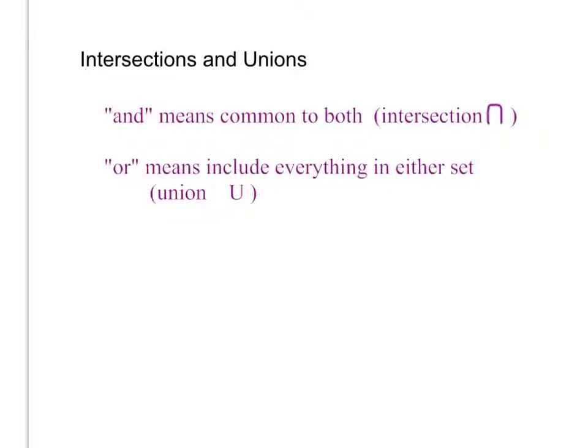We looked at the meaning of and or algebraically, and now we're going to take a look at the geometric representation of those. The geometric representation of and, meaning common to both, is intersection, and or, which includes everything in either set, is union. The symbol for intersection is that upside down U, and easy to remember, the symbol for union is U.